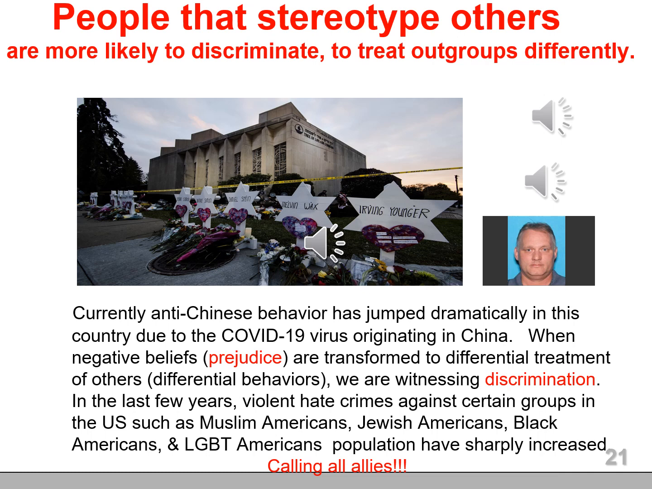Unfortunately, it is an easy task to find pictures for mass shootings. Shown is the Tree of Life Synagogue, the site of a mass shooting in which 11 people were killed and 6 were wounded. The perpetrator, Robert Bowers, is shown on the right. Currently, violent hate crimes are at a 27-year high.